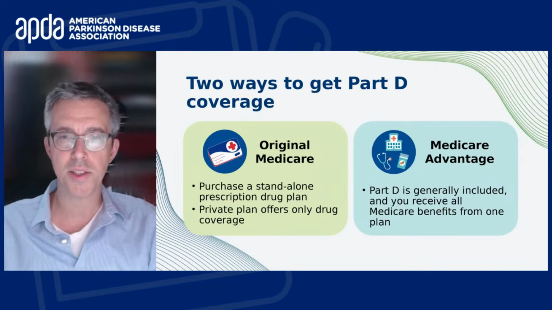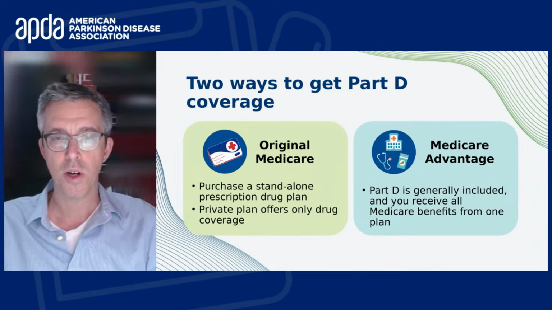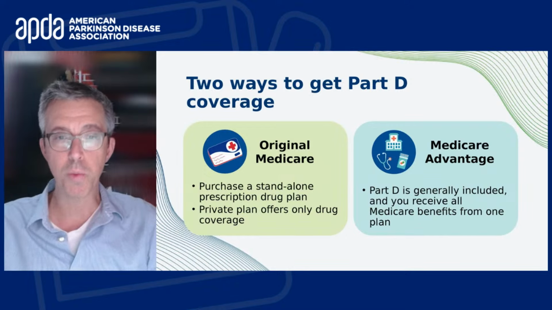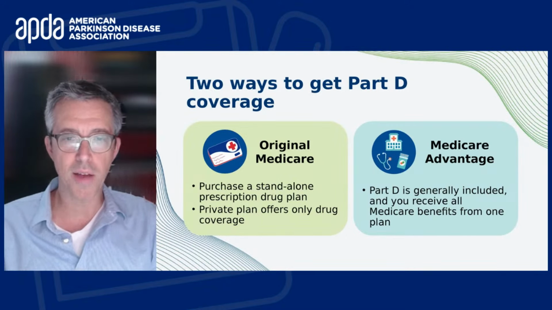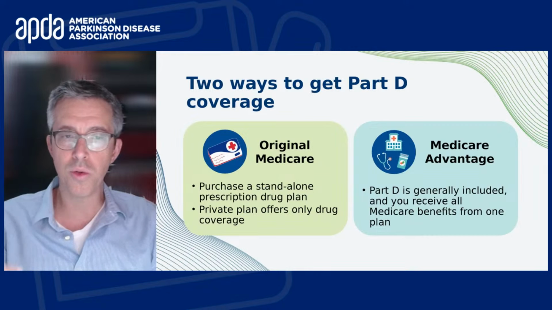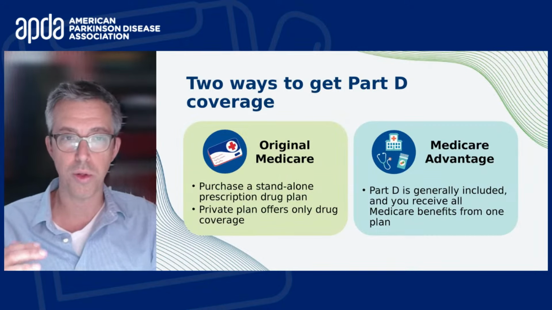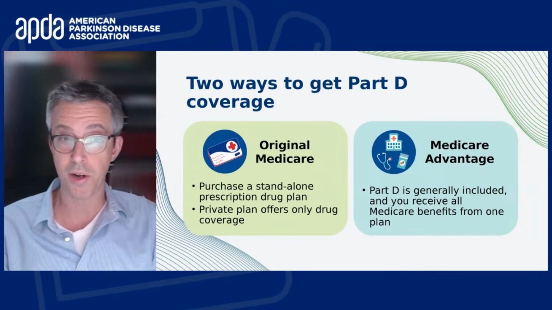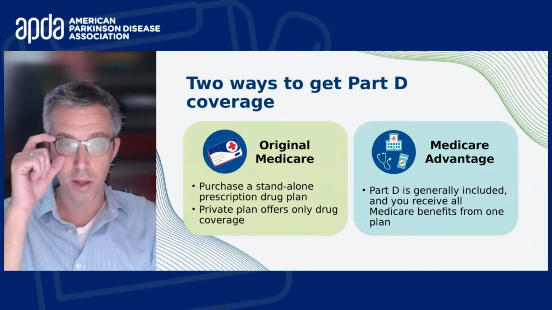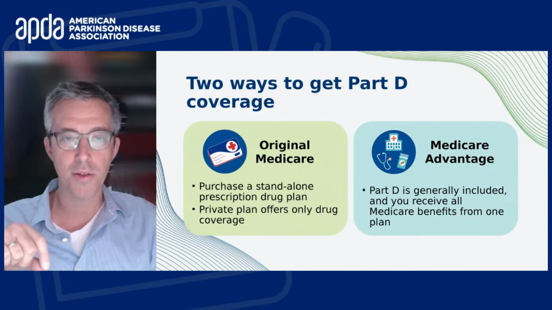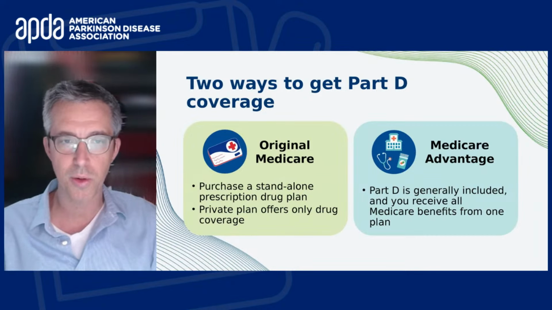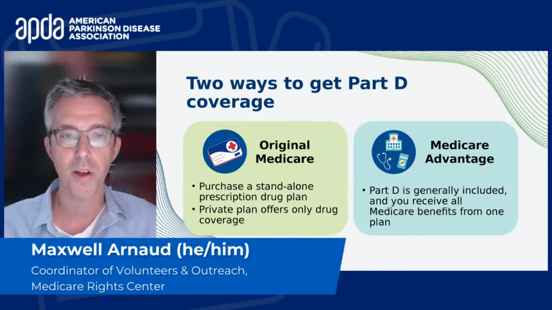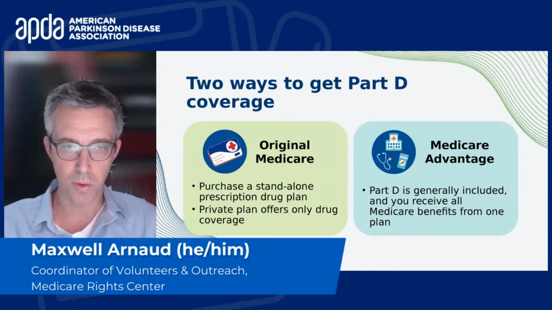There are two ways to get Part D coverage. With Original Medicare, you purchase a standalone policy, a private plan that offers only drug coverage to you. You enroll through Medicare by calling 1-800-MEDICARE or by going on medicare.gov. You can select the plan of your choice. After entering your zip code, it shows what's available in your area, and you enroll.